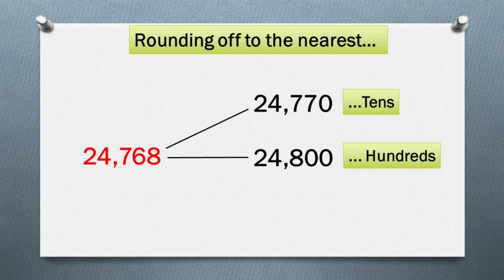If we wish to round off the thousands place, we can see that out of 24,000 and 25,000, 24,768 is closer to 25,000. So the rounding off makes it 25,000. This is rounding off to the nearest thousand.